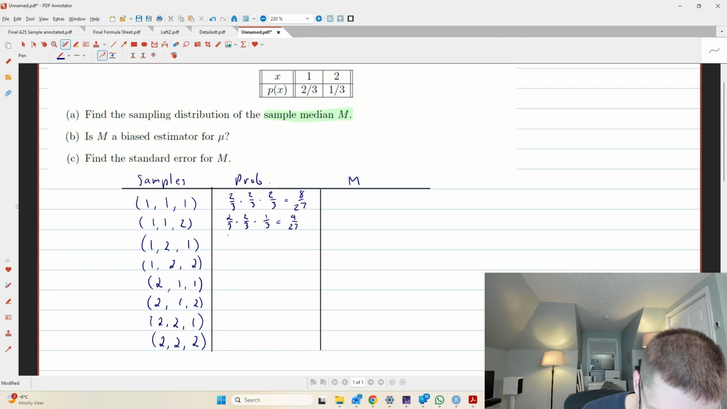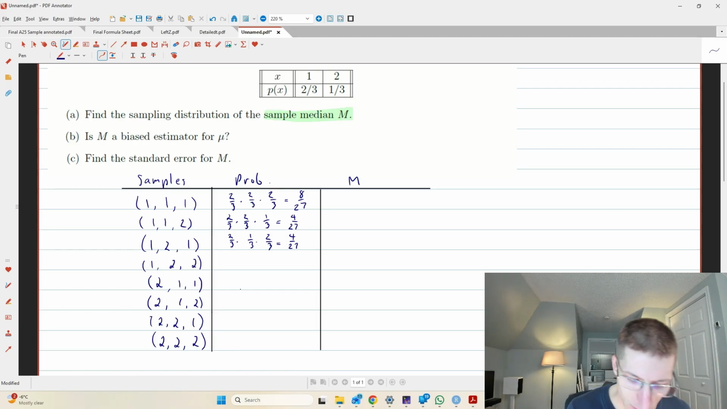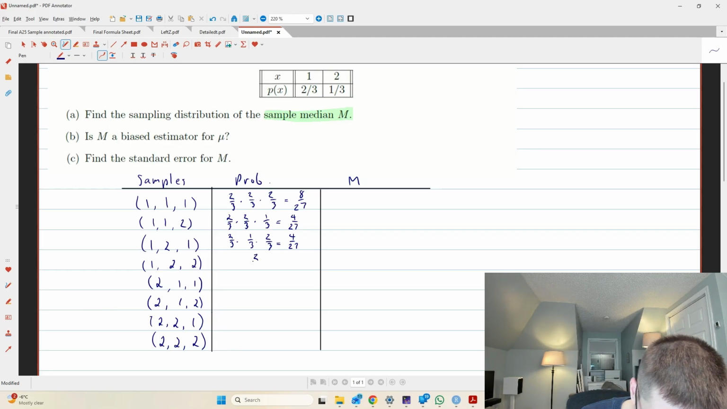Here I've got 1, 2, 1. So I've got 2/3, 1/3, 2/3, which equals 4 over 27. Maybe just to save time, I'm going to do the rest mentally. So I've got 2/3, a third, a third. That's going to give me 2 over 27. Again, this one gives me 4 over 27, then 2 over 27, 2 over 27, and 1 over 27.